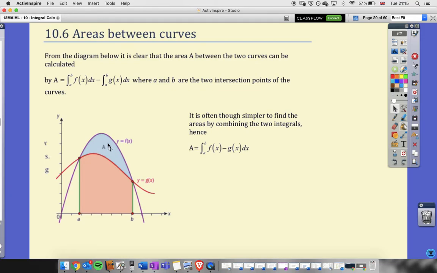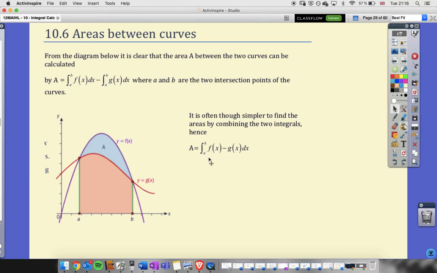What we tend to do though, because it involves less integrating, is to find the definite integral of the first curve minus the second curve. And what that sometimes allows us to do is a little bit of simplification before we integrate. So it can just mean that we're having to integrate fewer functions. So that's one of the things we're going to be looking at this lesson.